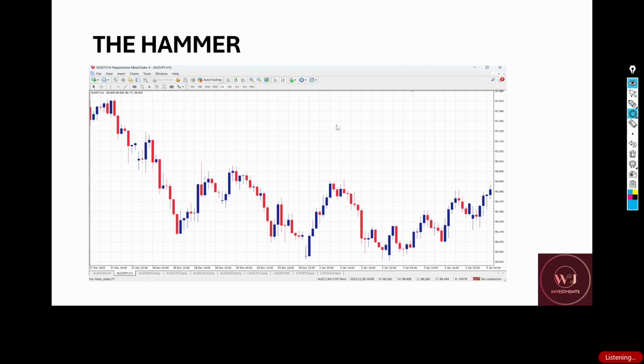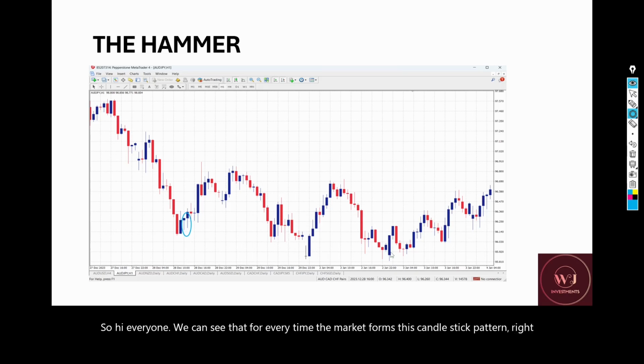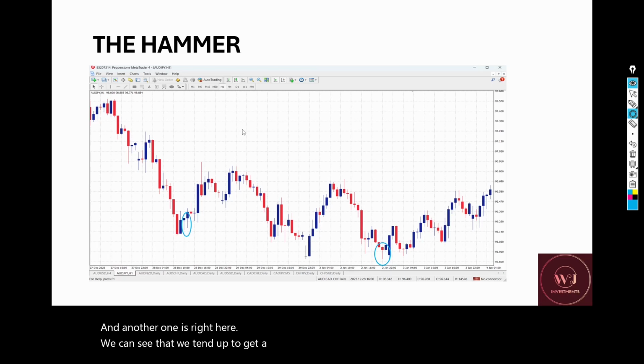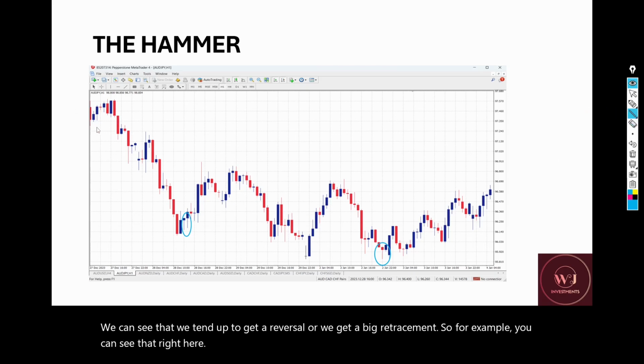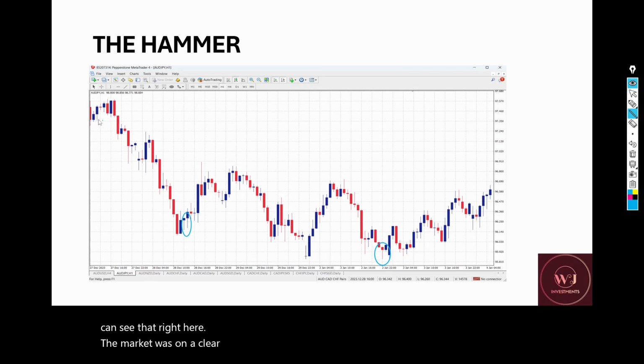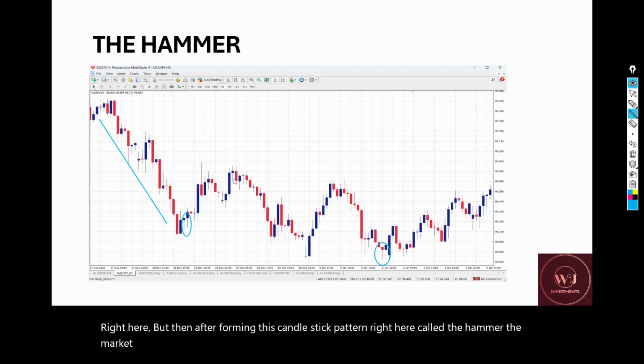So hi everyone, we can see that every time the market forms this candlestick pattern right there, one, and another one right here, we tend to get a reversal or a big retracement. For example, right here the market was on a clear downtrend, but after forming this candlestick pattern called the hammer, the market tends to make a big retracement.